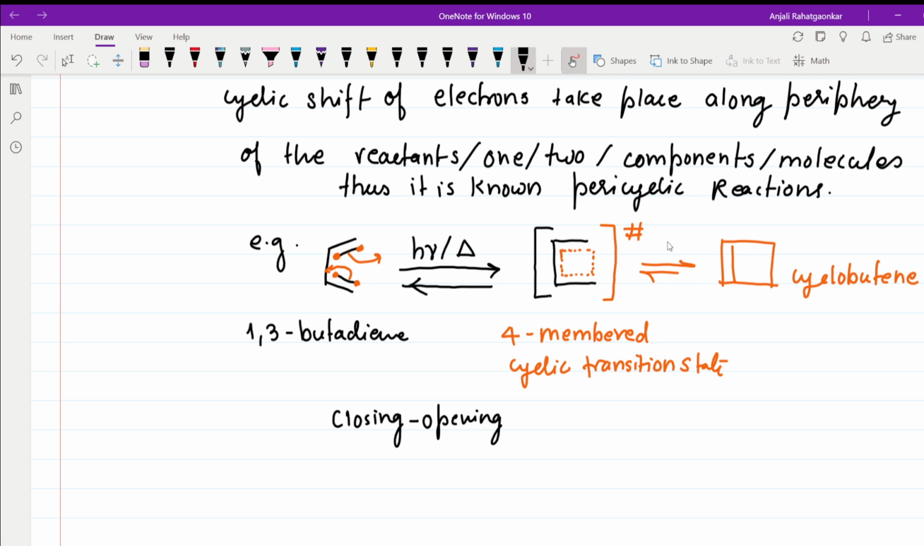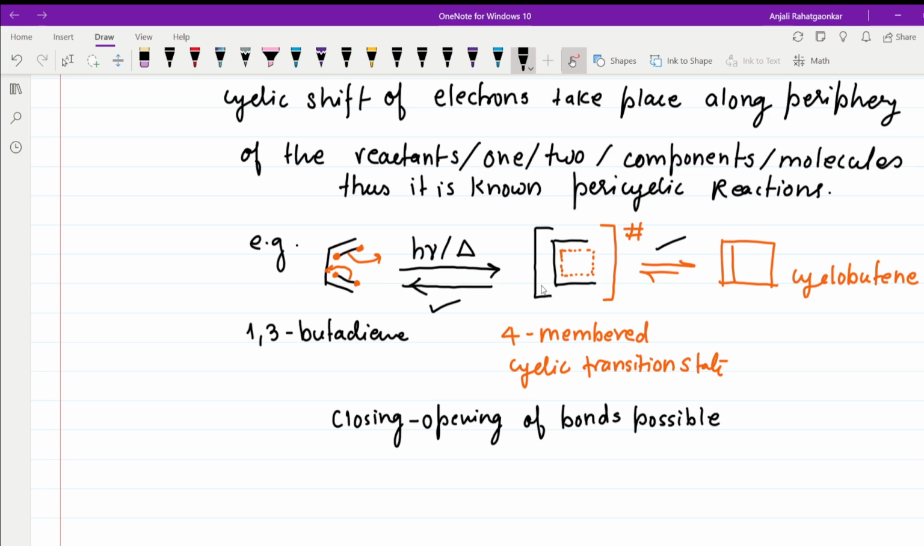As I have shown you, these are the two arrows. They are self-explanatory. So, closing and opening of the bonds are possible in the pericyclic reaction. So this is one of the examples I have shared with you, that 1,3-butadiene undergoes the reaction either thermally or photochemically.